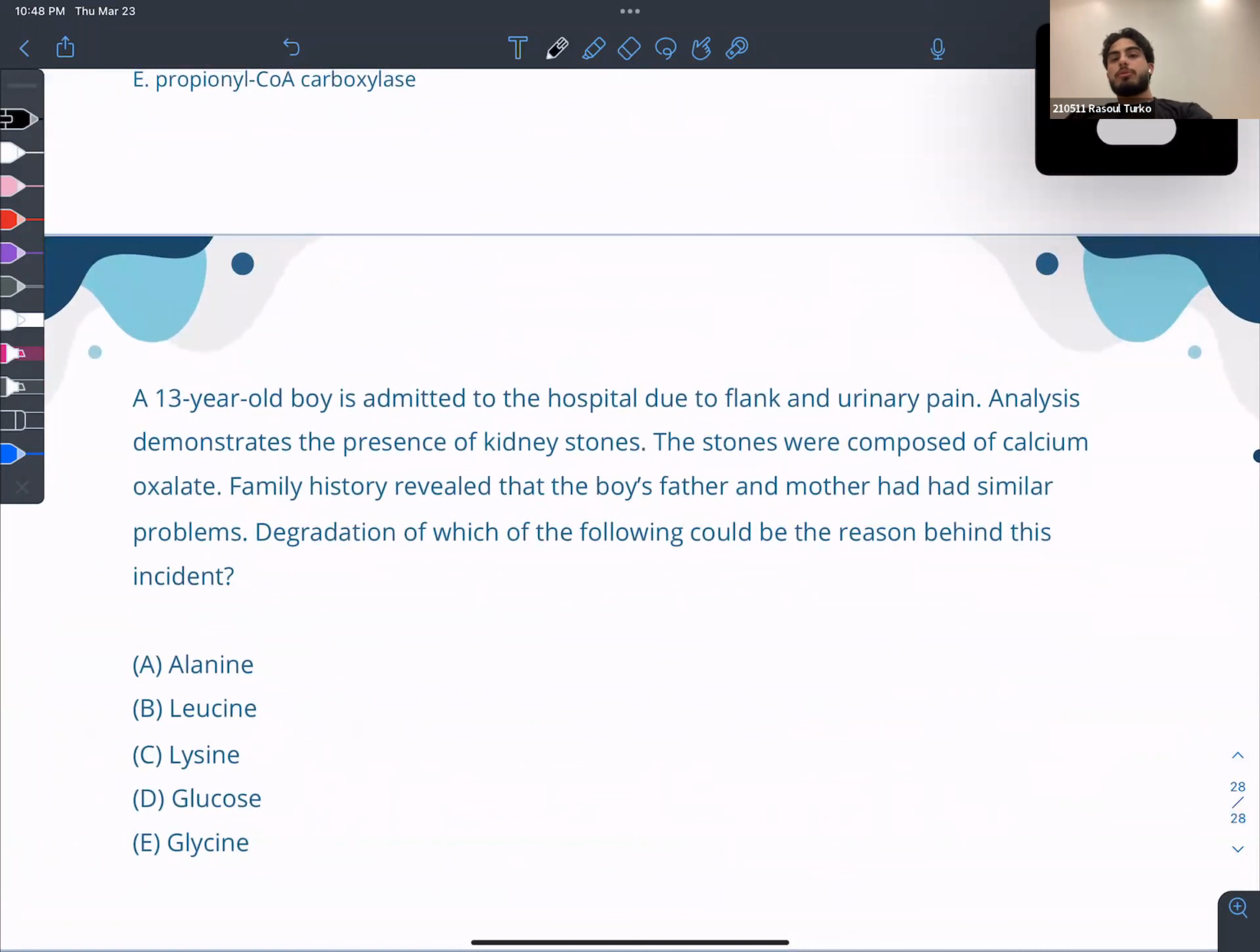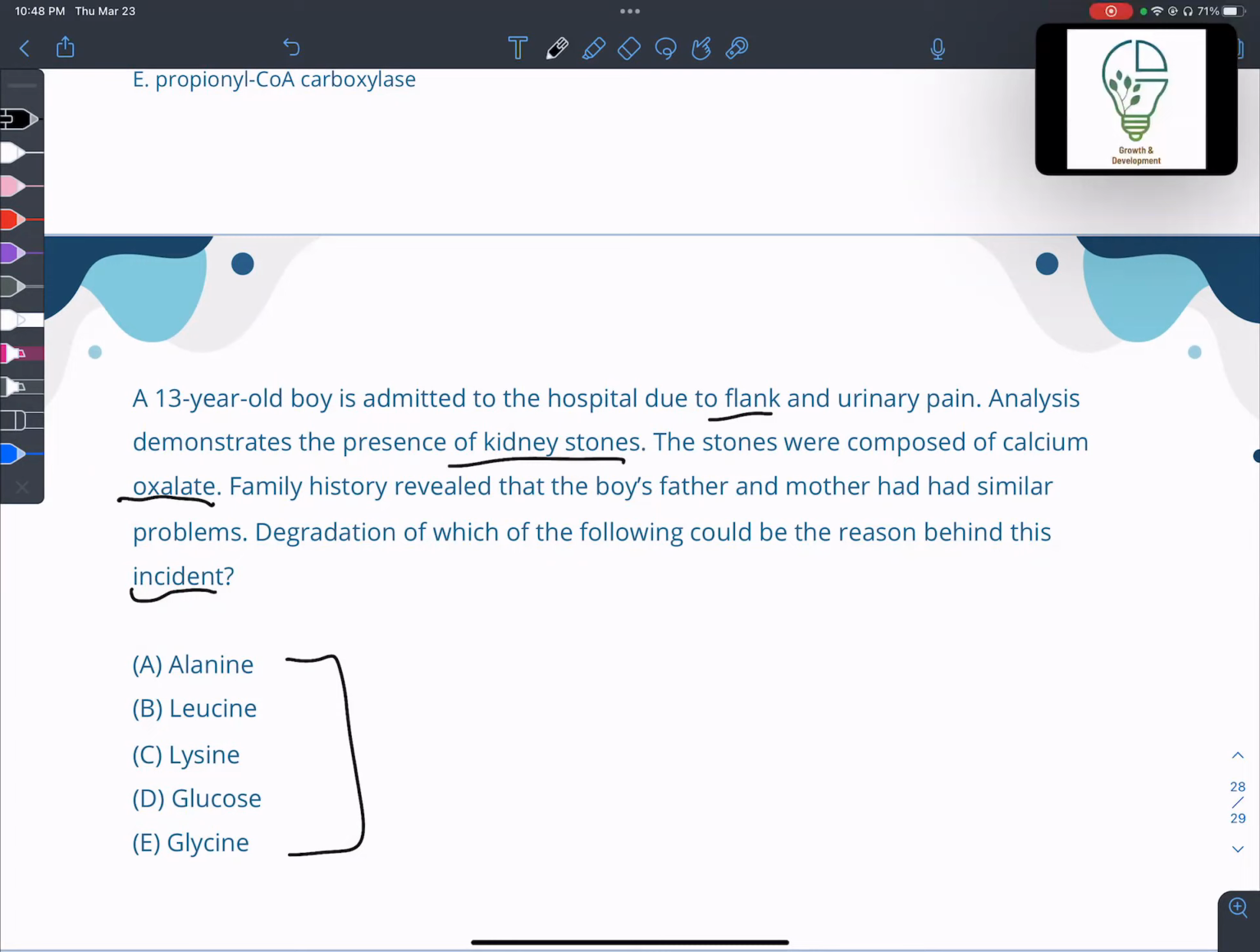Okay, so a 13-year-old boy is admitted to the hospital due to flank and urinary pain. Analysis demonstrate presence of kidney stones. Those stones were composed of calcium oxalate. Family history revealed that the boy's father and mother had similar problems. Degradation of which of the following could be the reason behind this incident? So which of the following amino acids basically can be broken down into oxalate, which give us kidney stones? That is the question. It's E, right? Yes, it is E.